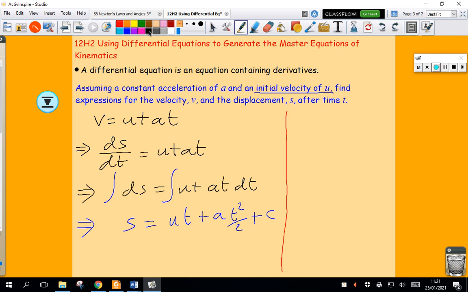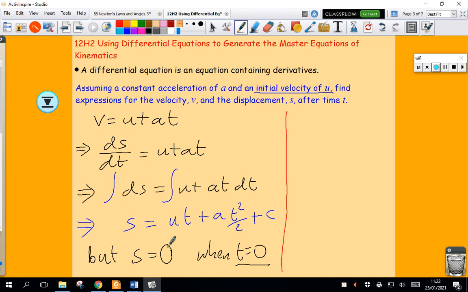Well, what do we know? I'm just going to examine my initial conditions. s equals something when t equals 0. Well, when t equals 0, what is displacement? Displacement is change in position. So when no time has passed, there can be no change in position. So s equals 0 when t equals 0.